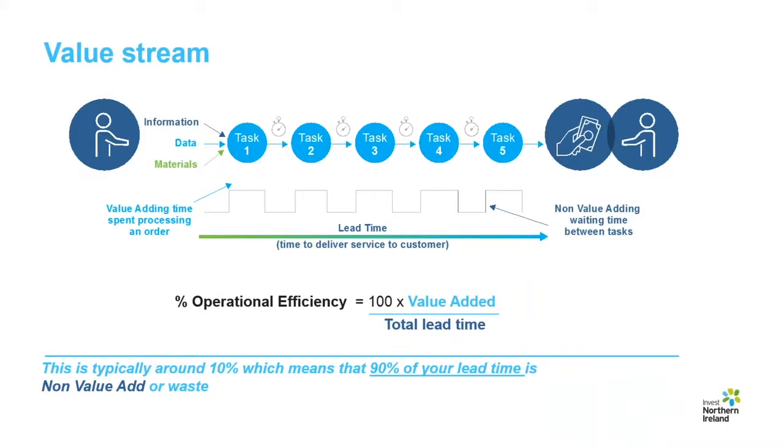Once you've created your current state value stream map, you'll need to start gathering some information about your process to get a better picture of how it's performing. The operational efficiency, which is the percentage of your total lead time that is value adding, is a simple calculation to do and will give you a baseline figure for your current performance. If you think about your lead time, this equates to the time taken for an order to pass through each step in the process, plus how long the order typically has to wait in a queue between process steps.